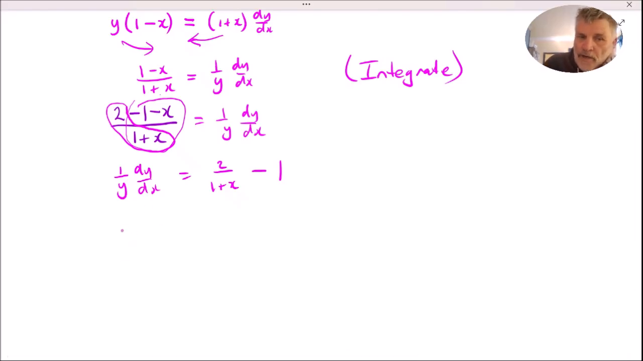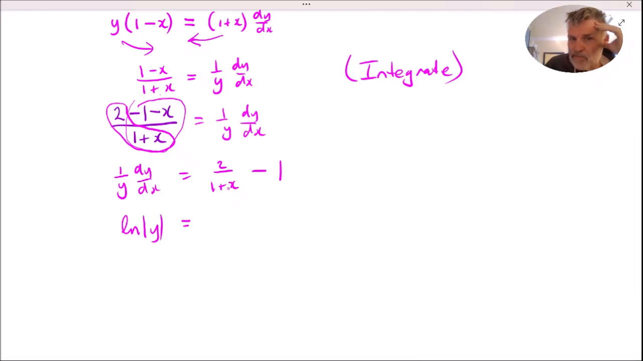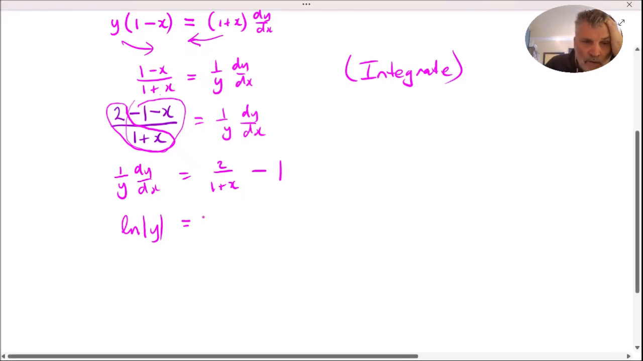Integrate 1 over y, you get the logarithm of y. Integrate 2 over 1 plus x, that's also a logarithm. This is a linear thing, so when the coefficient's 1, we're just dividing by 1 at the end. So all you need to do here is 2 times the logarithm of 1 plus x. And when you integrate 1, you get x. And of course, we have to add a constant of integration.